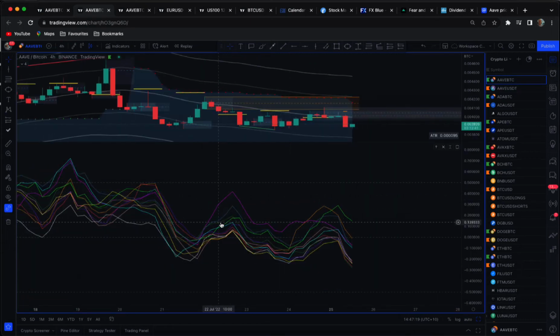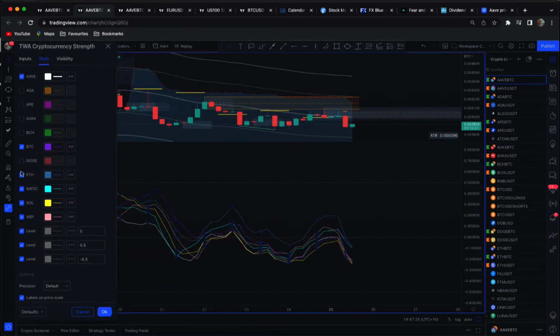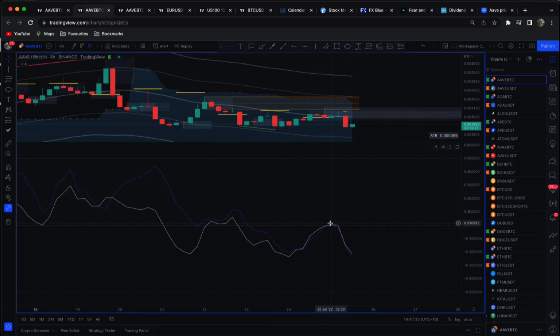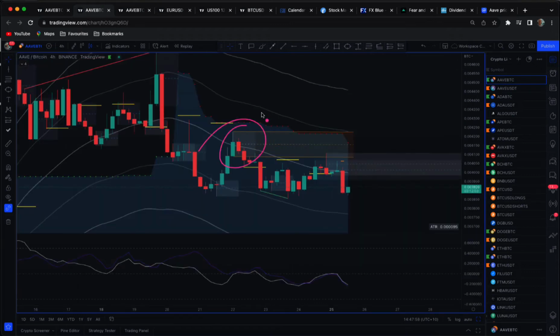You can isolate AAVE and Bitcoin if you're trading this pair. At the moment they're fairly correlated. Back here was an opportunity. We can still trade these when they're correlated. Let me show you how. When you see these zones marked up here, we're looking for the opportunity when it trades back in. And as we can see, it's bearish.